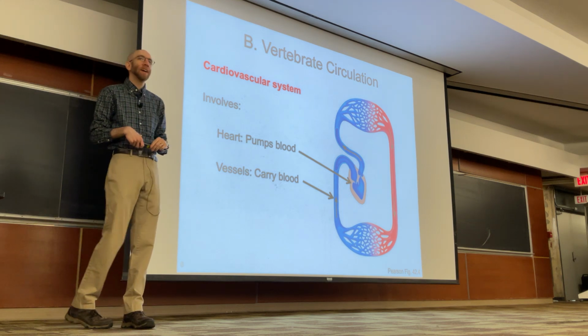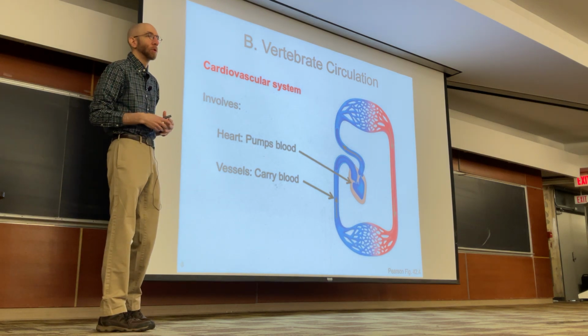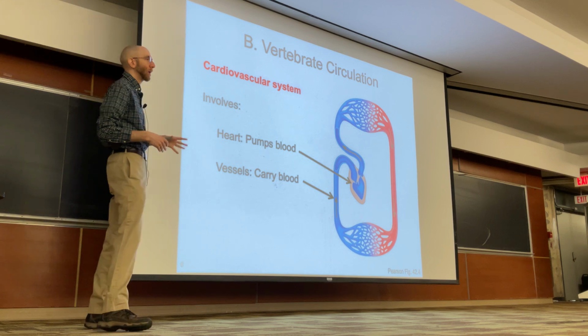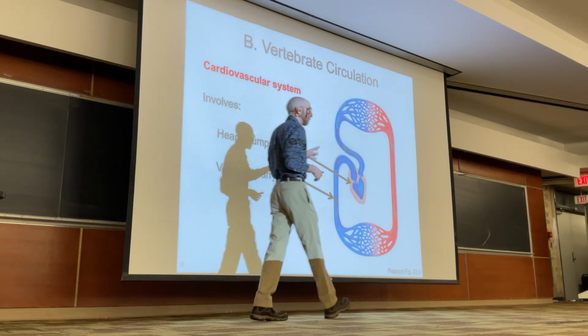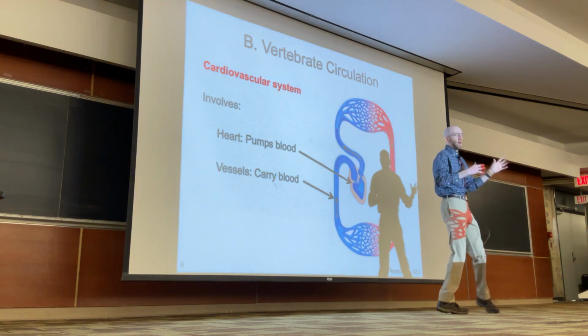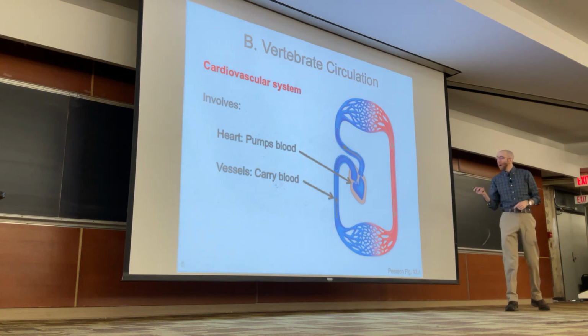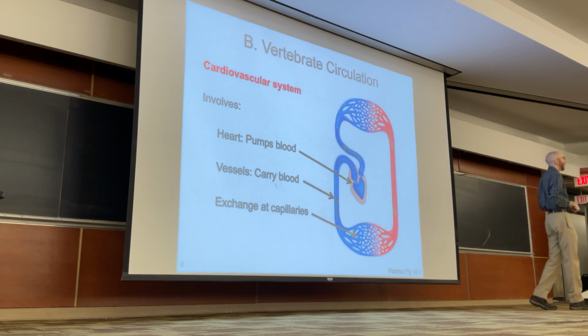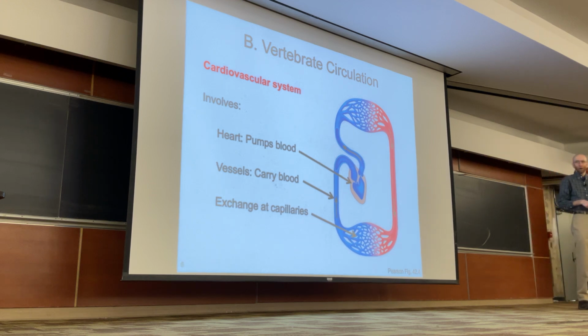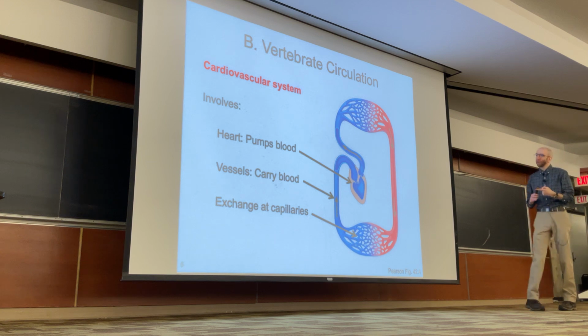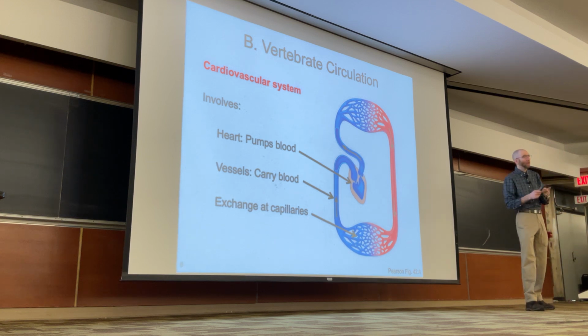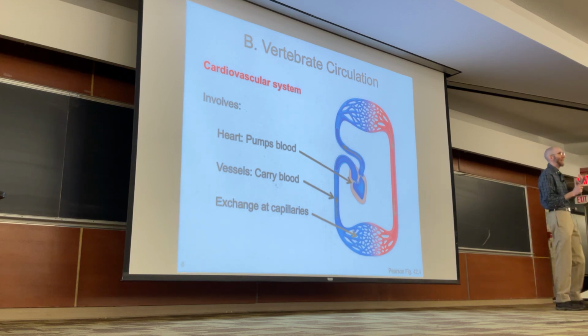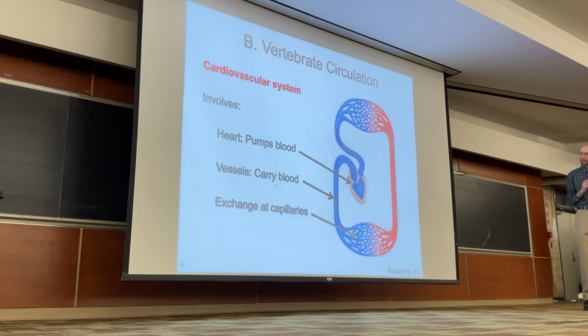Then we're going to have vessels that are going to carry the fluid throughout the body. We'll talk in a little bit about different types of vessels. There's big vessels, there's small vessels, there's different types that are adapted for different things. And then lastly, you need to have very small blood vessels called capillaries where exchange can occur. So you have your heart, you have your blood vessels, and you have exchange in your capillary beds. Those are the 3 components that all vertebrate circulatory systems are going to include.